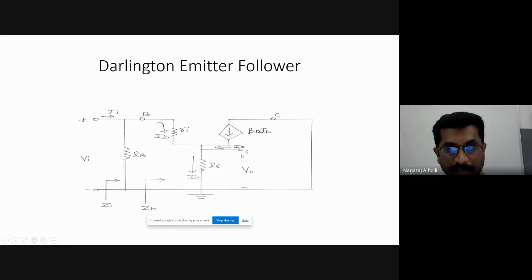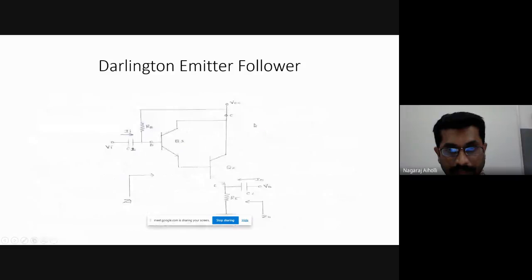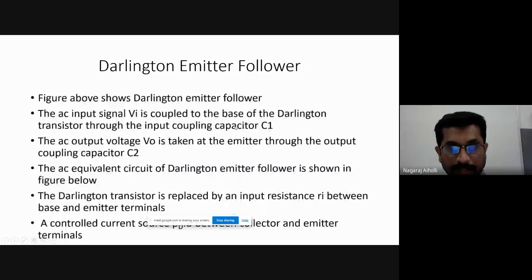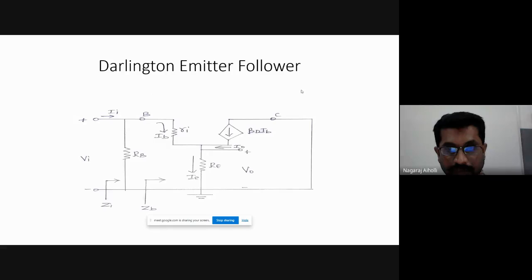Then what else do we have? We have the collector current flowing. IC is equal to beta IB, or here it will be beta D into IB because it's a Darlington connection. It is a controlled current source, beta D into IB. Everything is the same as that of the basic emitter follower, only instead of the small re resistance, here we have Ri. That is the only change.